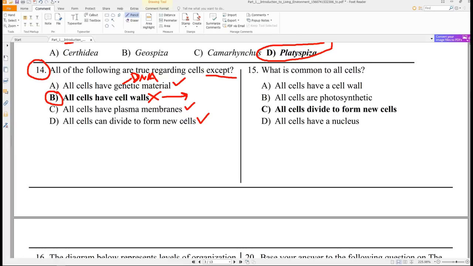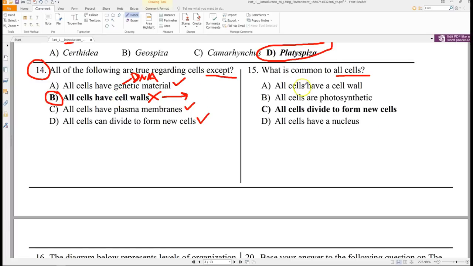Now that we have a question that asks about cells except, now we have one that asks what is common to all cells. So you have to pick one where all cells have it. The previous one was except, regarding cells except, a feature that is not found in every single cell. This one is asking for a feature that all cells have.